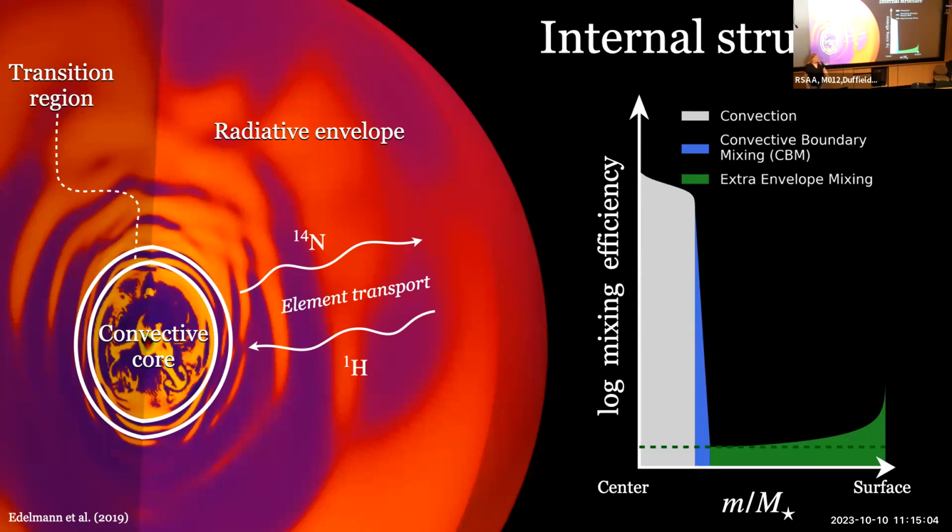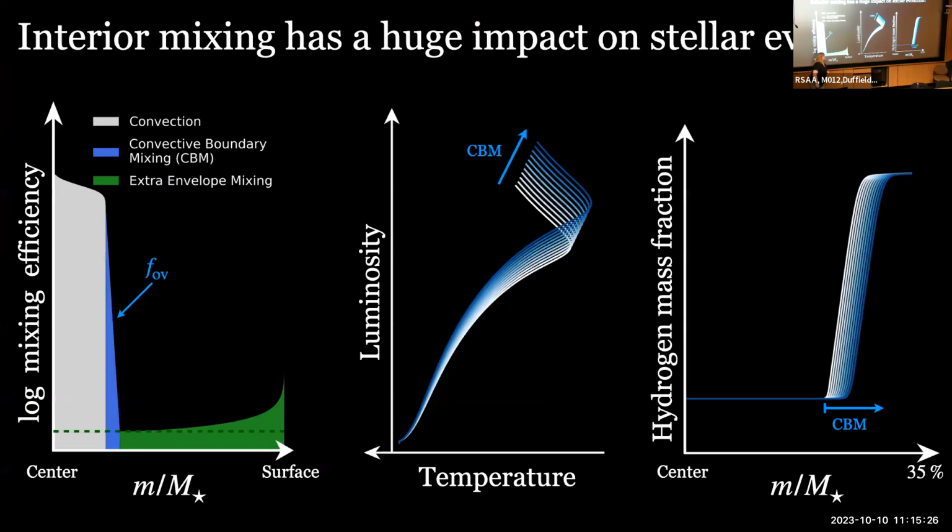Now, the issue that we have is we don't actually know what these mixing profiles look like, and how much mixing is taking place outside of the convective cores of these stars. Because this is an unknown and an uncertainty, it's one of our major uncertainties in the stellar structure and evolution of massive stars. So just to illustrate what the effect of this mixing is, let's look at the effect of this convective boundary mixing, so this blue region that you're seeing, and what happens if we increase the size of this region.